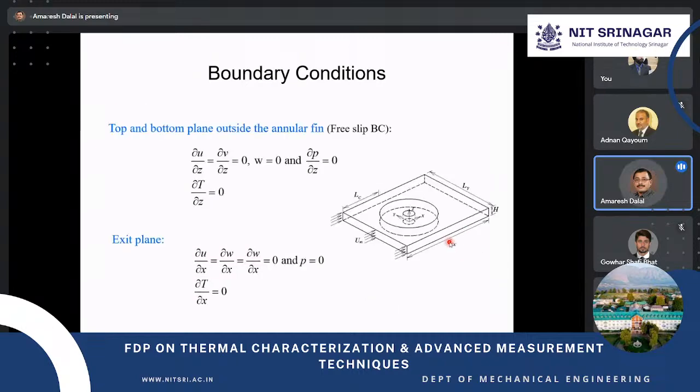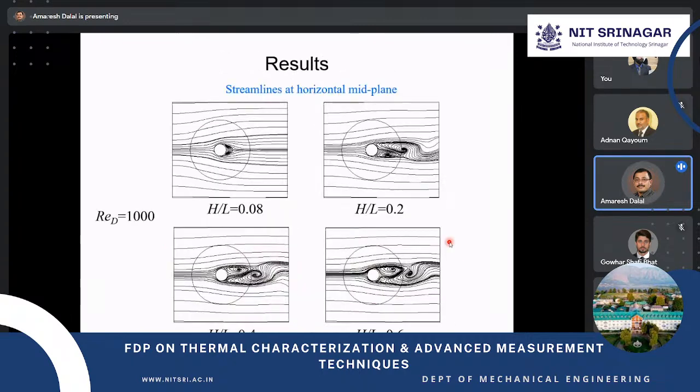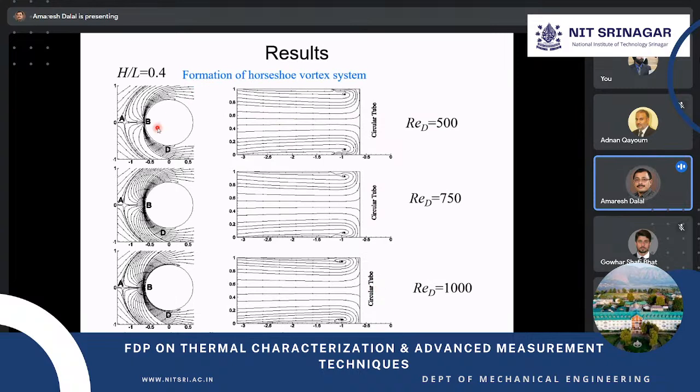Okay, so now this is the grid generation you can see, and grid independence we have done. Now you can see for different H by L ratios how the vortices are generated, and you can see this is an unsteady flow. At first it is steady, but after that it becomes unsteady. Here is the time average limiting streamlines near the bottom wall, and the formation of horseshoe vortices. Here you can see the horseshoe vortices clearly.